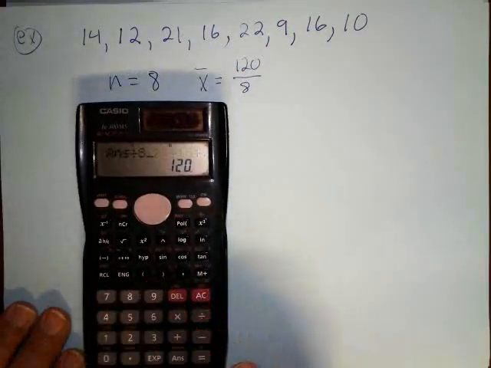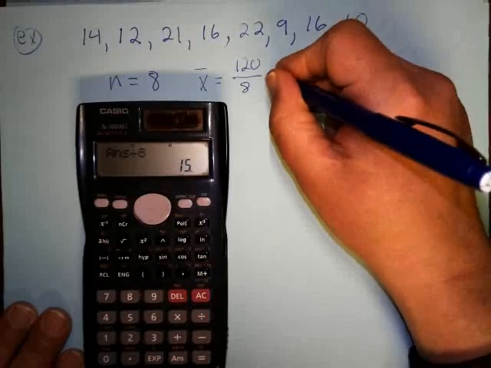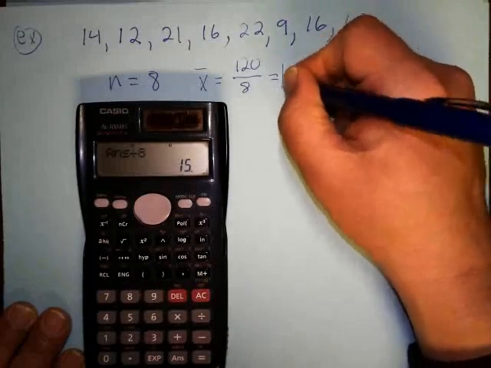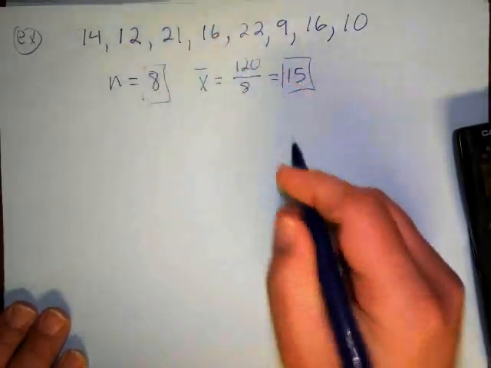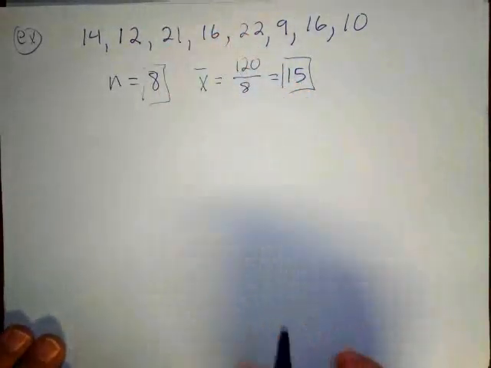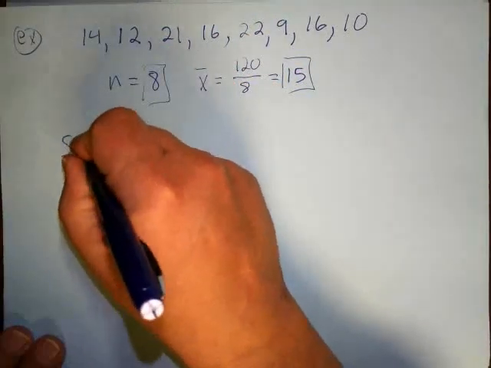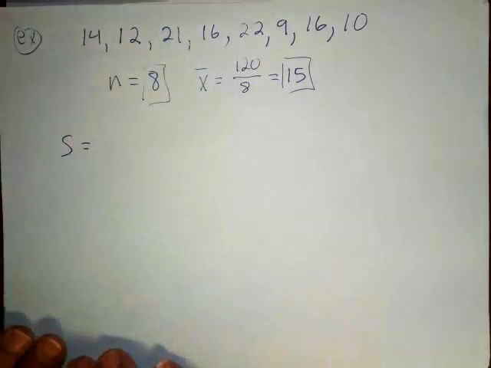So divide this by 8, and I get 15. So my mean is 15. So my n is 8, and my mean is 15. So now I'm going to plug these into the formula.